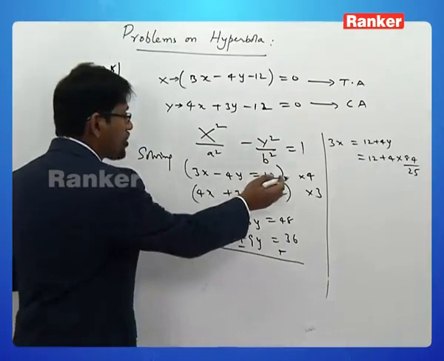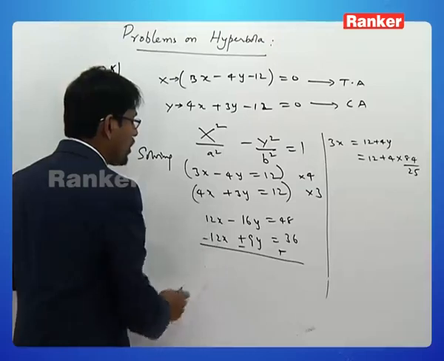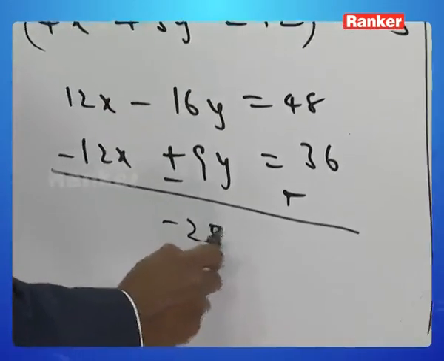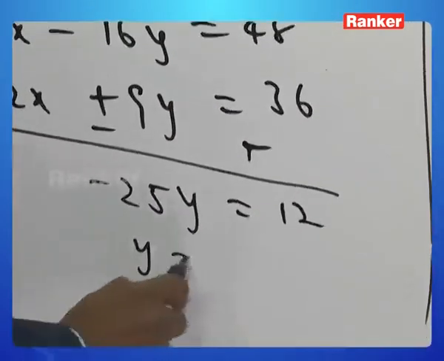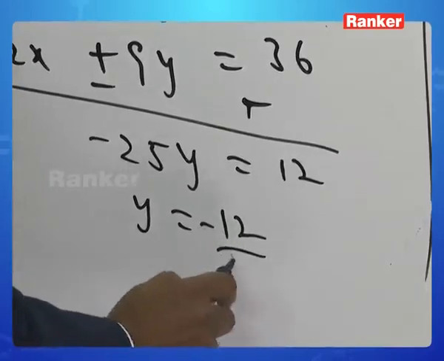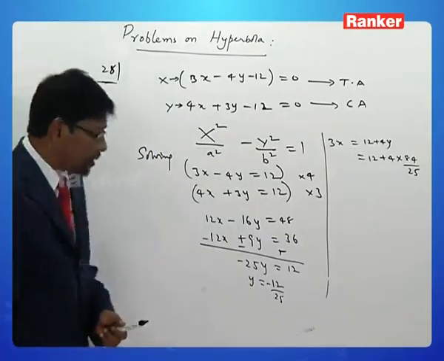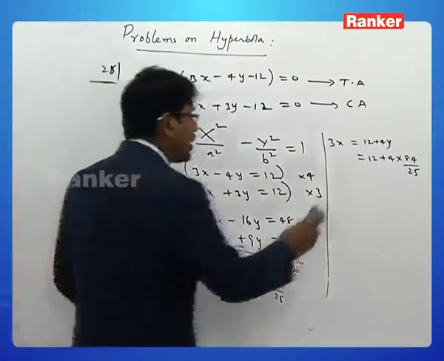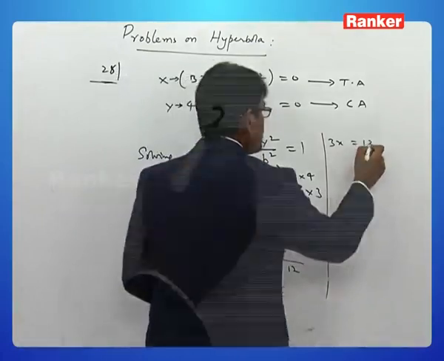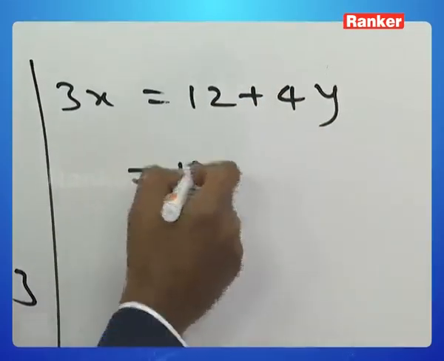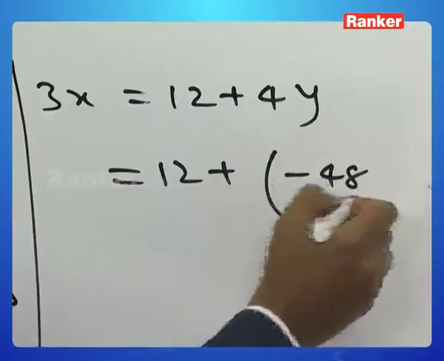Now solving these two equations, multiplying the first equation with 4, multiplying the second equation with 3 and subtracting one from the other, what do we get? Minus 25y is equal to 48 minus 36, 12. That makes it y is equal to minus 12 by 25. Now let's use that value of y here. 3x is equal to 12 plus 4y, and that is 12 plus minus 48 by 25.